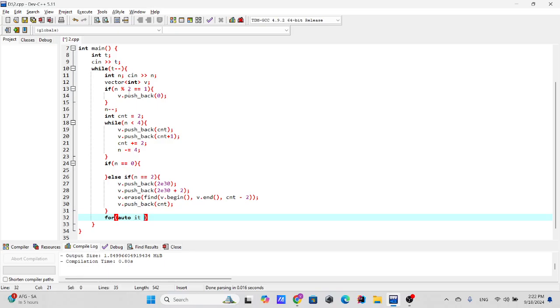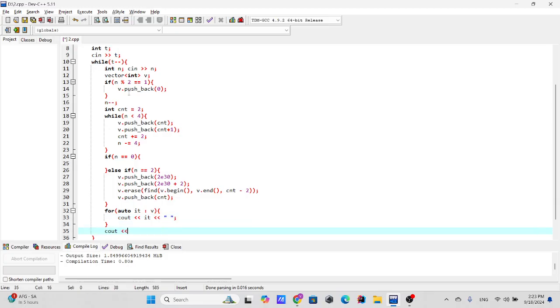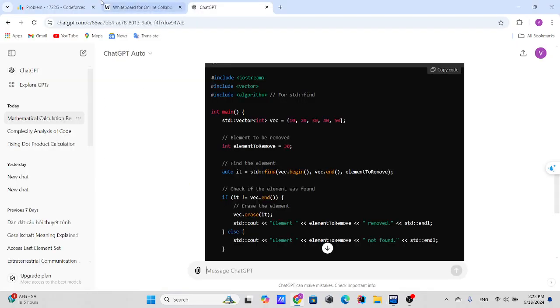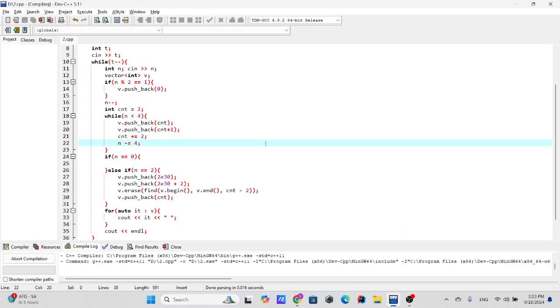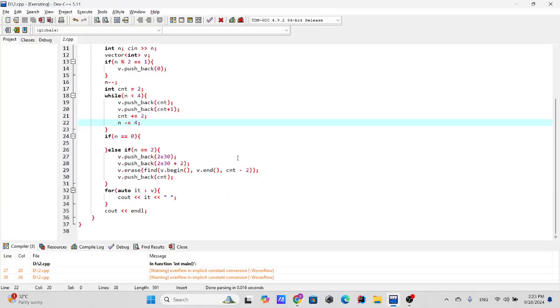for auto it of vector, count it. Okay, this should be correct. I think this is correct. This is pretty spot on. Wish me luck. Come on. Ooh, overflow.